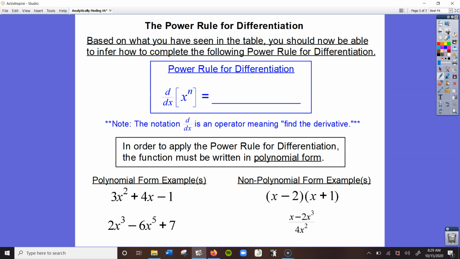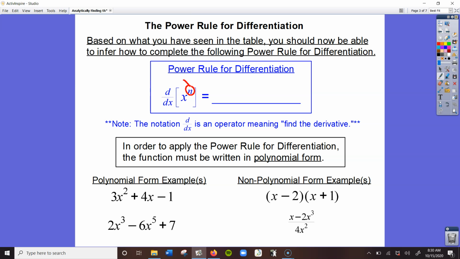Now, so that you understand the proper notation, you'll see here d over dx. This is an operator. Much like adding, subtracting, multiplying, dividing, the addition symbol would be considered an operator, meaning add this function. So d over dx is the operator that means to find the derivative of whatever is inside of that bracket. So the derivative of x raised to the n, right? This would be your general rule for the power rule.